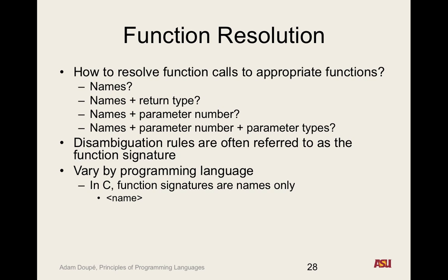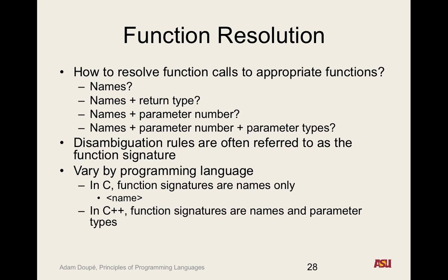Okay, in C++, what's the function signature in C++? Names plus parameter types. You want what? Names plus parameter types plus return type. So names plus parameter types, does it have the return type? Can you define a function with the same name, same parameters with different return types? No. Why?